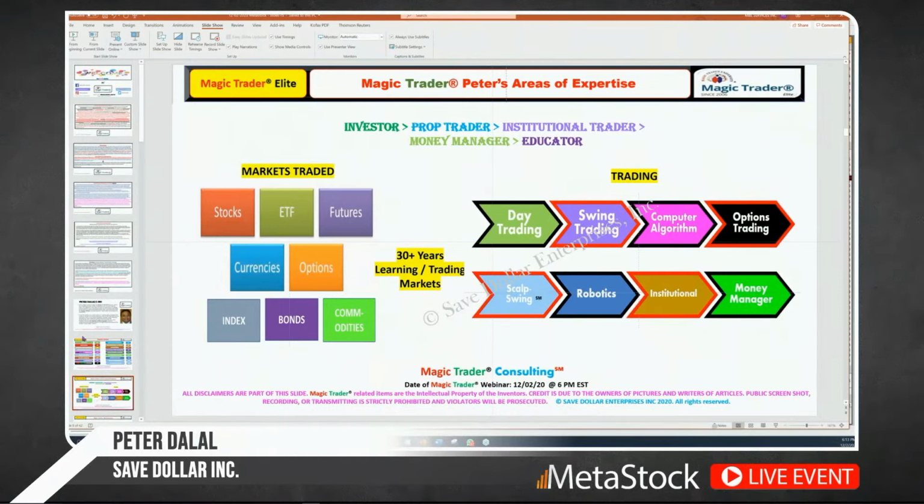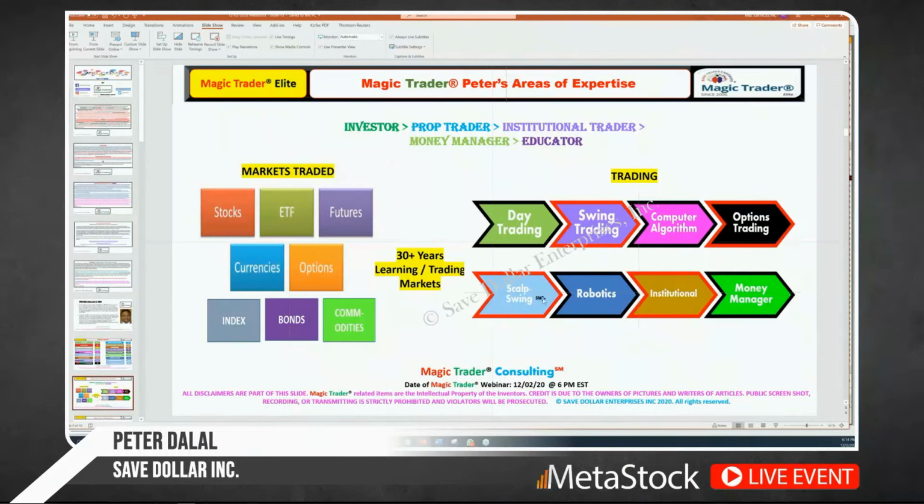Long story short, I've been trading for 30 years, and I'm also learning the markets as you are all learning. I have traded a bunch of things: stocks, commodities, futures, forex, and that's why we came up with a product with Metastock called Forex Traders Advantage. I've been trading different styles, different things, computer algorithms, robotics. I spent a lot of years on that.